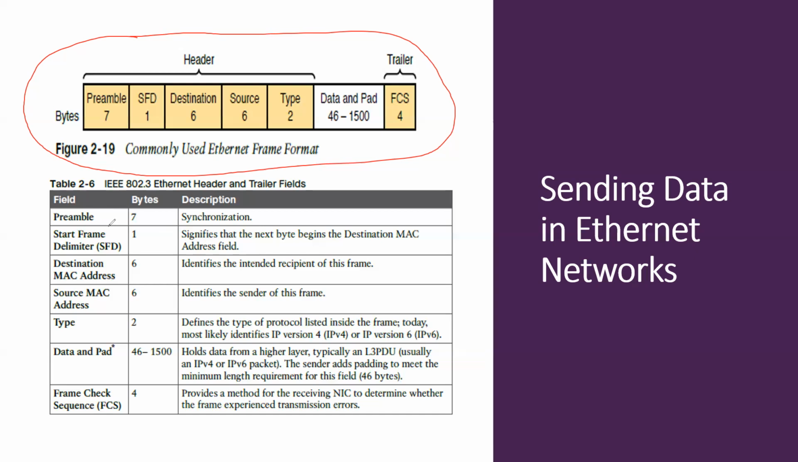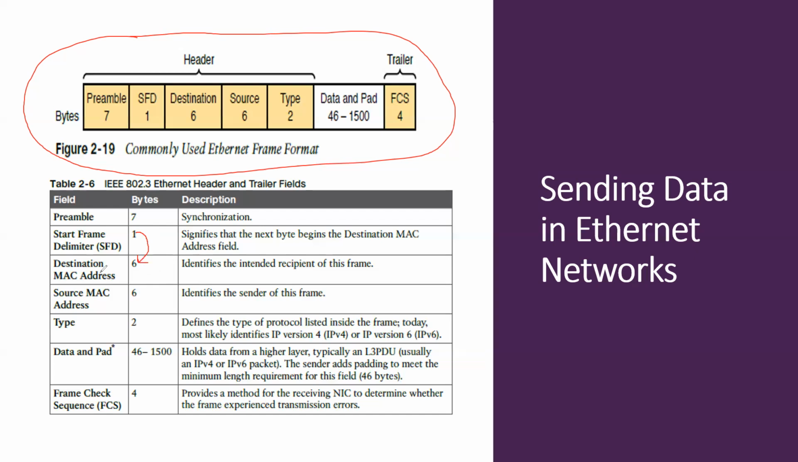SFD stands for start frame delimiter. It signifies that the next byte begins the destination MAC address field. What does that mean? It's basically saying, let's say you're reading the frame: just to let you know, what's coming up next is the destination MAC address.